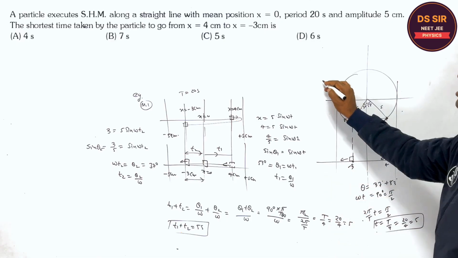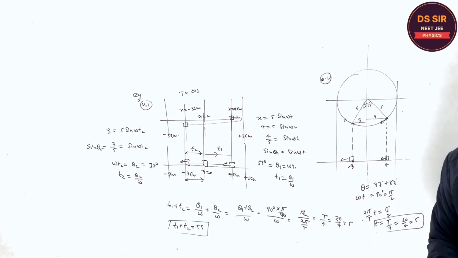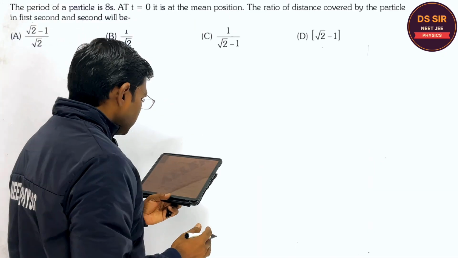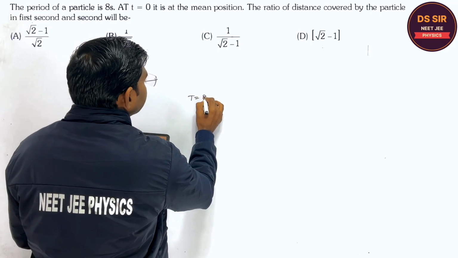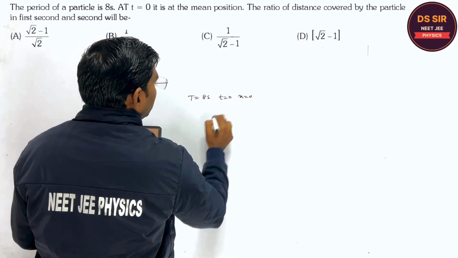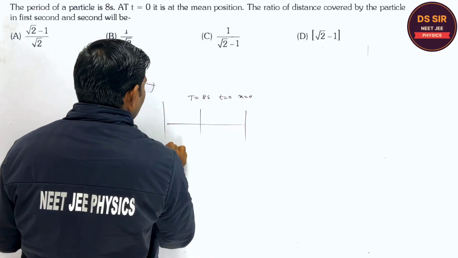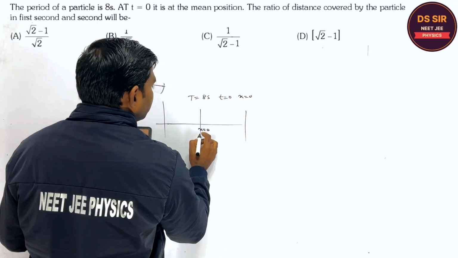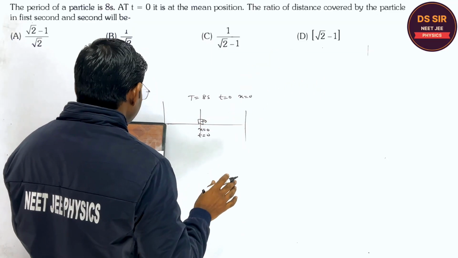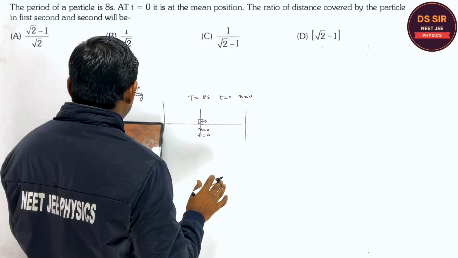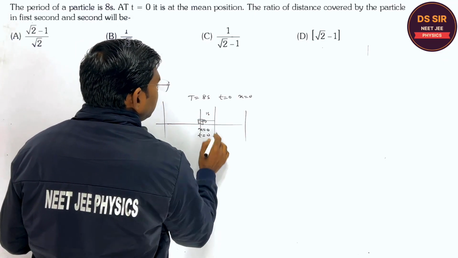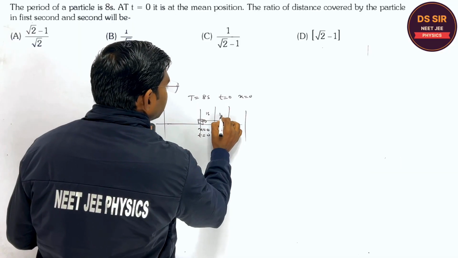You can copy this. This is method 2. Read this question. In this question, the time period is given as 8 seconds. The particle starts from t equal to 0 at the mean position, and it moves forward. They are asking the ratio of the distance covered in the first and the second. In the first second, this is 1 second, and in the other second, this is 1 second.